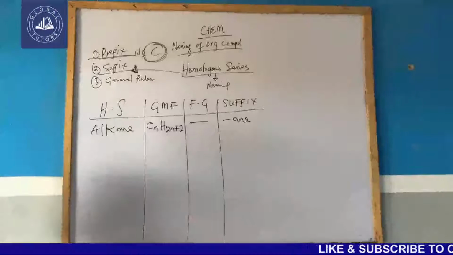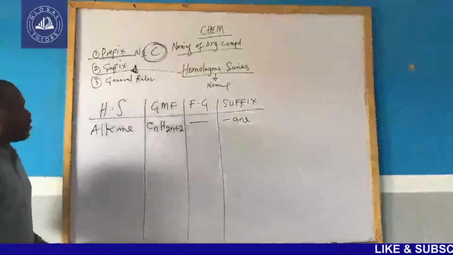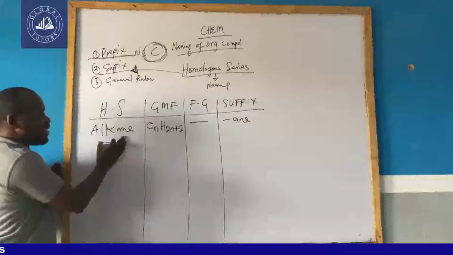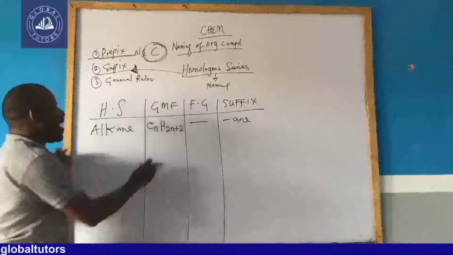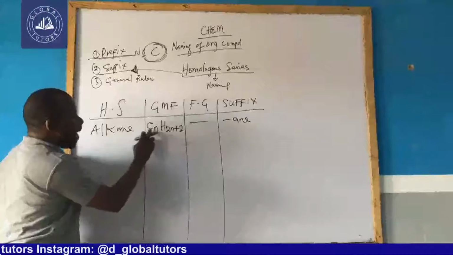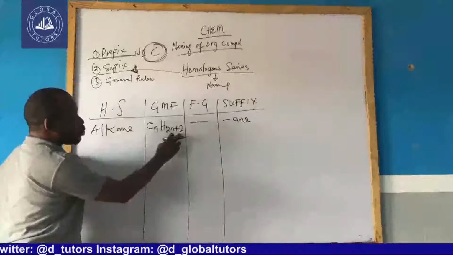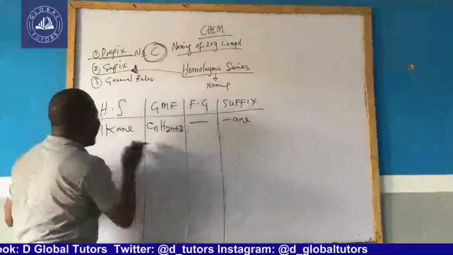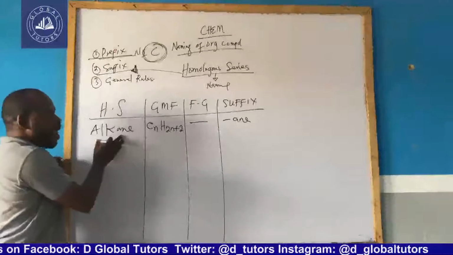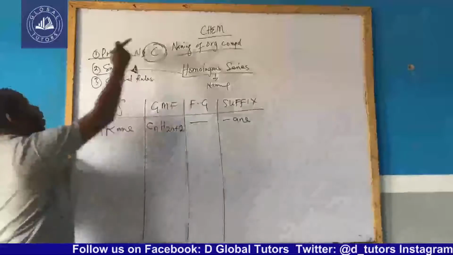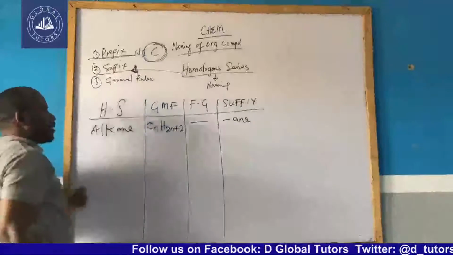What this means is that if you see a compound that belongs to the alkane homologous series, if you look at the compound and it satisfies the formula CnH2n+2, and it has a functional group of a single bond, then that compound is an alkane, and you name it by putting the suffix you have discovered, -ane.